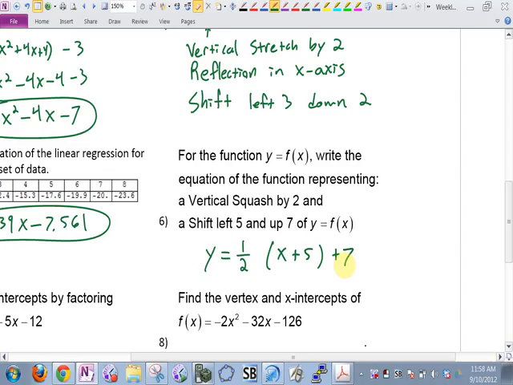Or what a lot of people did was they wrote this. Did I tell you this is a quadratic? No, you successfully squashed and shifted the parent function of the quadratic, and you did it correctly, but I didn't ask you to squash and shift the quadratic parent function. I asked you to squash and shift f of x. So the only way you can successfully squash and shift f of x is if you write that f in there, okay?